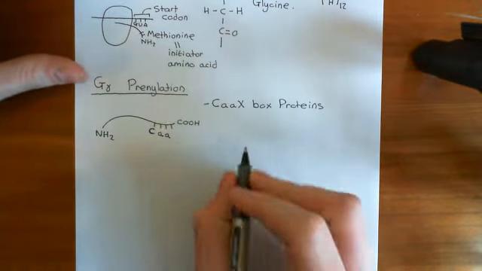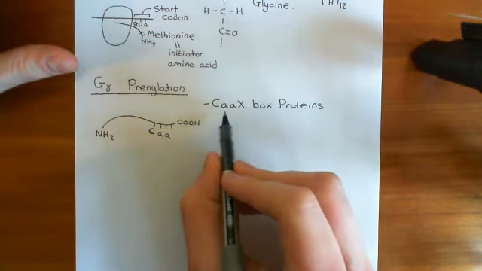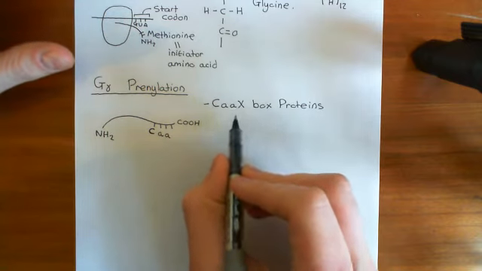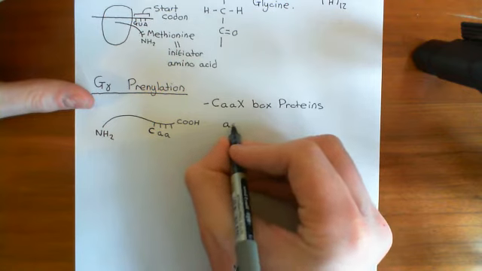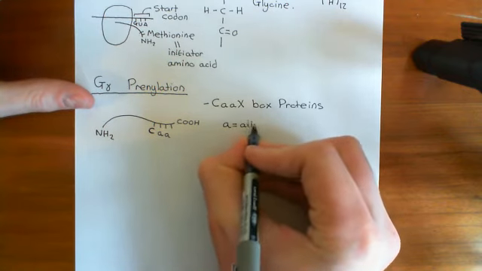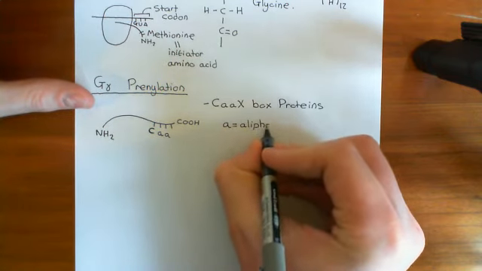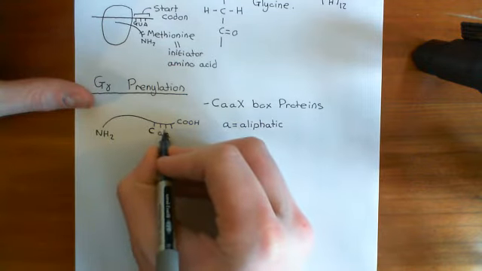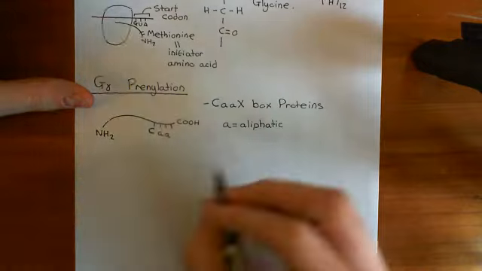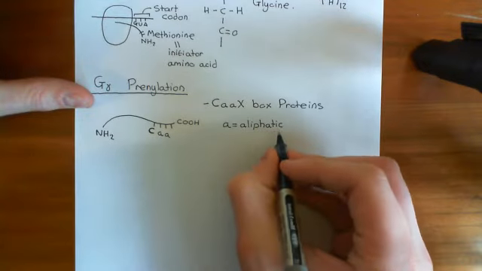Now, lowercase a here does not stand for alanine. If this was an uppercase A, it would stand for alanine. Lowercase a here stands for aliphatic. Okay, and what that demands is that the 2 next amino acids here, the second from last and the third from last, both have to have aliphatic R groups.